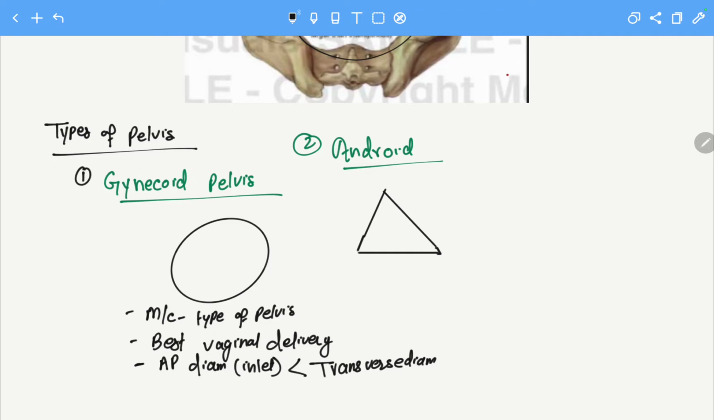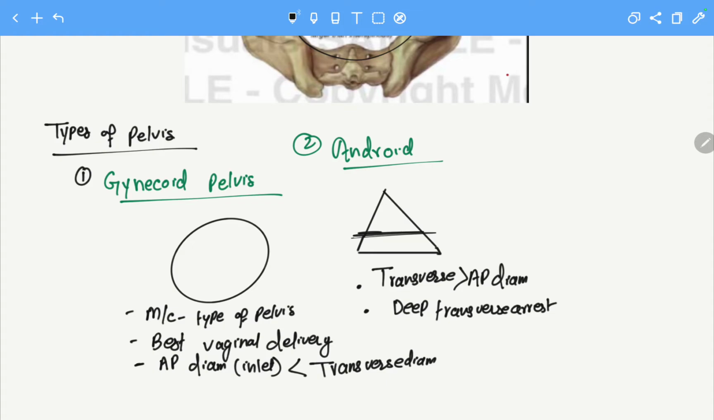This one is the anthropoid pelvis. In the anthropoid pelvis, the transverse diameter is more than the AP diameter. In the anthropoid pelvis, deep transverse arrest is common.